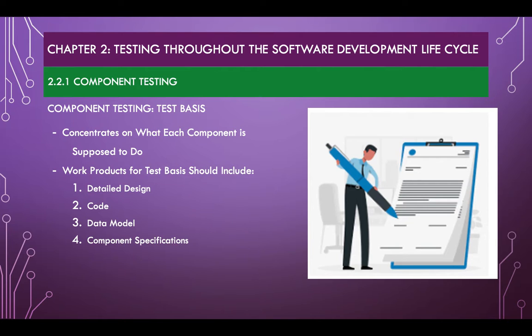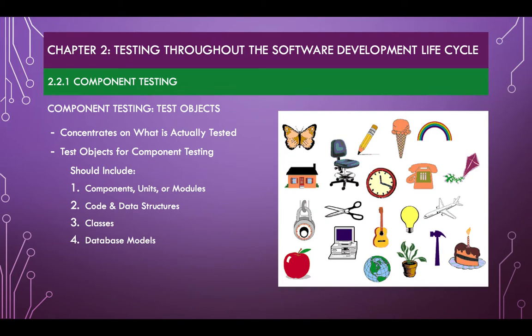Component testing, test basis, concentrates on what each component is supposed to do, and the work products for the test basis should include a detailed design, the code, data model, and component specifications. The test objects concentrate on what is actually being tested. The test objects for component testing should include components, units, or modules, data and code structures, classes, and database models.